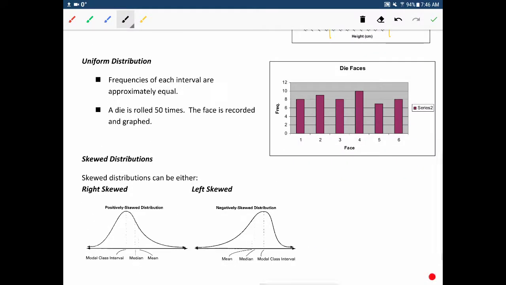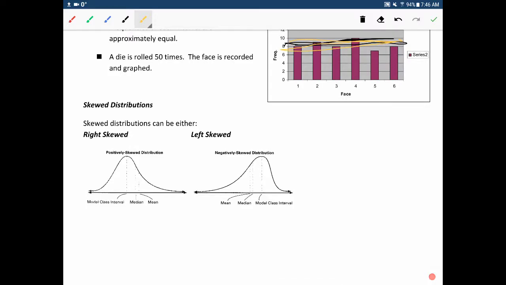Okay? Uniform distribution is the boring one. Uniform distribution means that it's pretty much just a straight line. Okay? It's not exactly straight. If you look at this one, there is some variation. But in theory, if we went for an infinite number of times, it would all even out. And that's uniform distribution. So the example here, rolling a die 50 times and recording it, you have equal likelihood for each outcome. And so over time, it's just going to balance out.